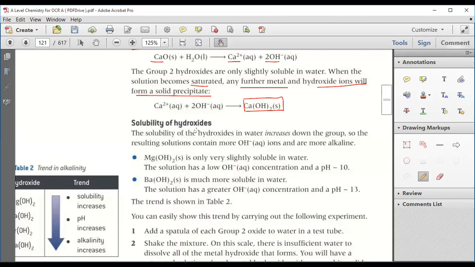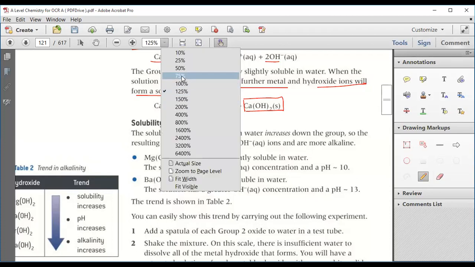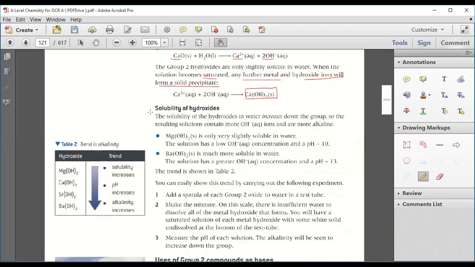Now we will discuss the solubility of hydroxide. The solubility of hydroxide in water increases down the group, so the resulting solution contains more OH negative aqueous ions and is more alkaline. So as we move down the group, the solubility increases, pH increases, and basicity increases. Got it? So all things are increasing.